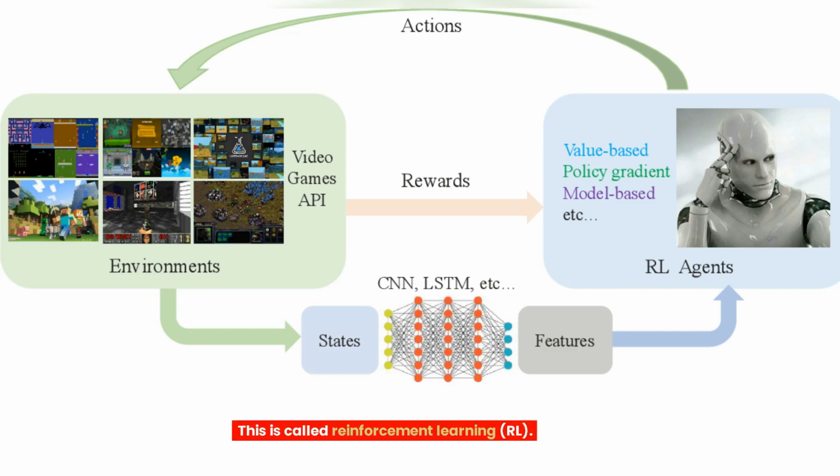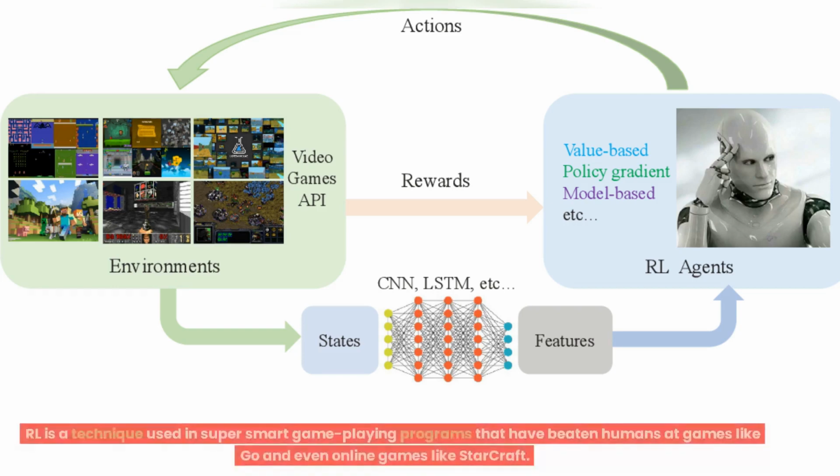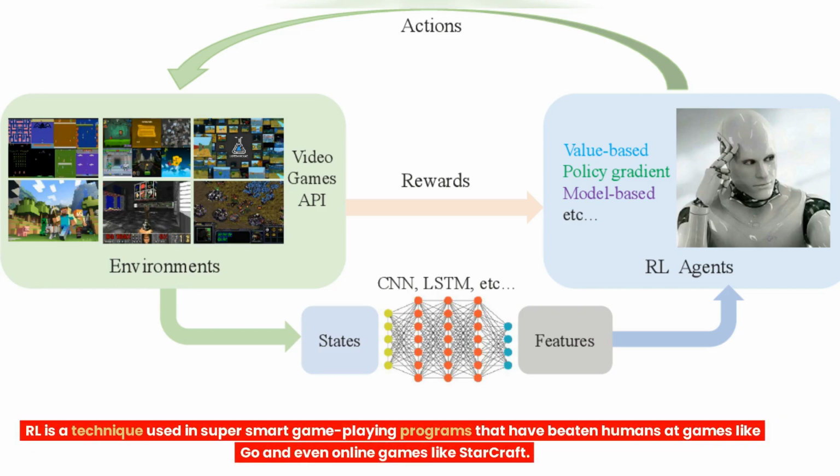This is called reinforcement learning. RL is a technique used in super smart game playing programs that have beaten humans at games like Go and even online games like StarCraft.